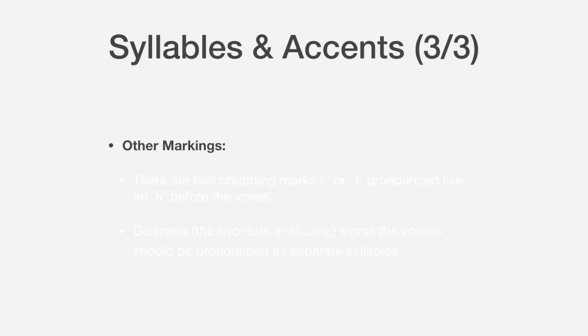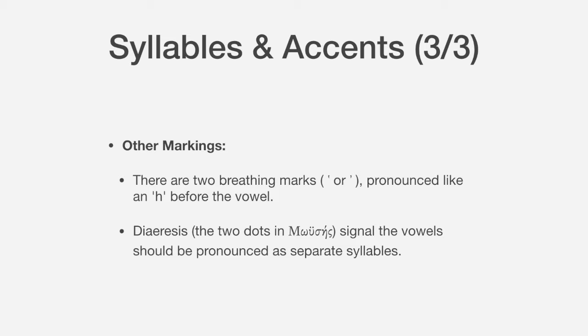Now there's a couple other markings that you want to know about. There's two different breathing marks. You've got these things that look like quotation marks. One is hooked to the right, one is hooked to the left. The one that's hooked to the right is a rough breathing mark. And it basically sounds like an h. So if you have, for example, an alpha with a rough breathing mark on top of it, you wouldn't just say a, you would say ha. If you've got an omicron with a rough breathing mark on top of it, then you would say ho instead of just o. Now the smooth breathing mark, the one that is hooked to the left, that one doesn't sound like anything.